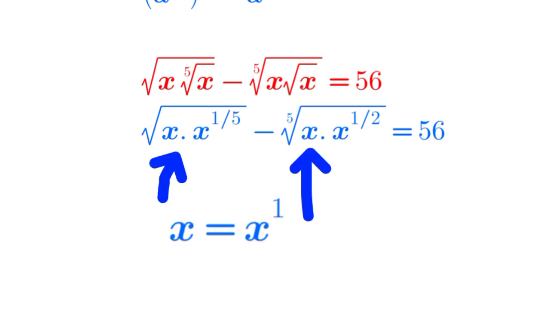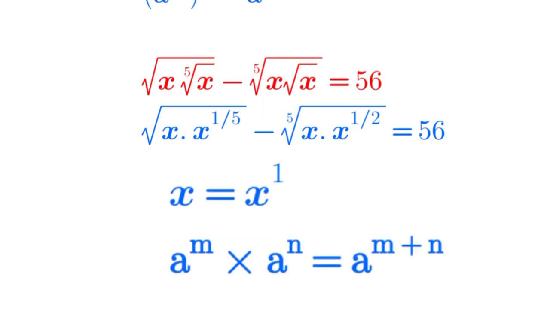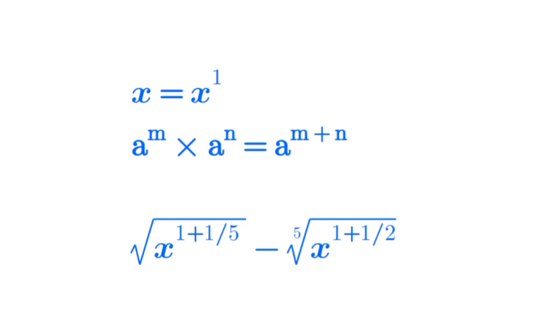since x here is equal to x raised to the power of 1, we are going to use the multiplication rule, which is when you have a raised to the power of m multiplied by a raised to the power of n, it is equal to a raised to the power of m plus n. So when we apply that rule, we have the square root of x raised to the power of 1 plus 1 over 5 minus the fifth root of x raised to the power of 1 plus 1 over 2. Now when we add these fractions, which is 1 plus 1 over 5, we will have 6 over 5. And when we add 1 plus 1 over 2, we have 3 over 2.